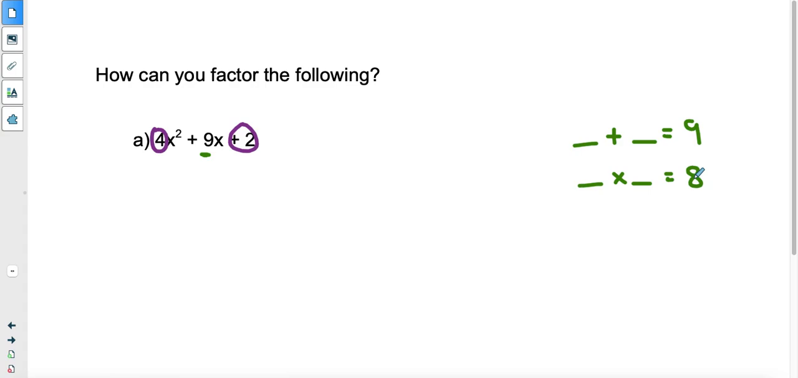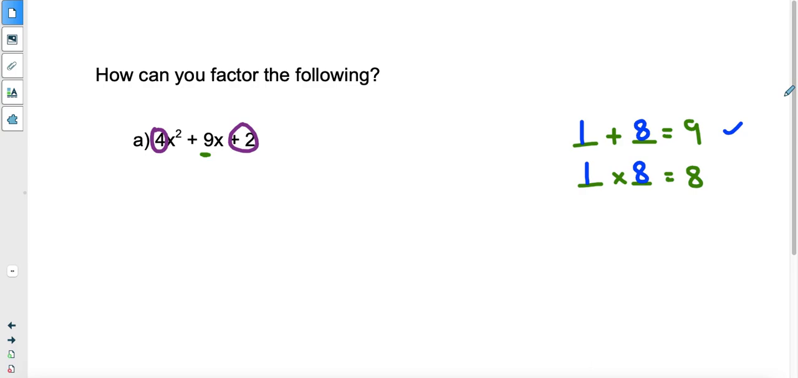So, let's try some numbers out and see if we can find one that works. So, for example, I could try out 1 times 8. So let's try that out. 1 times 8 is 8. And also, 1 plus 8 is 9. So these two numbers work.